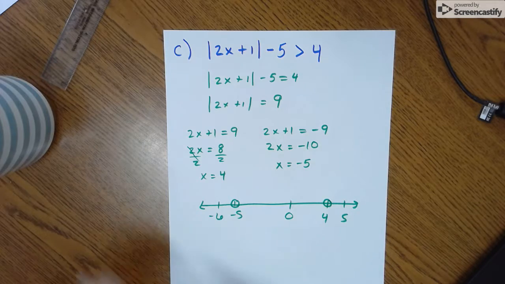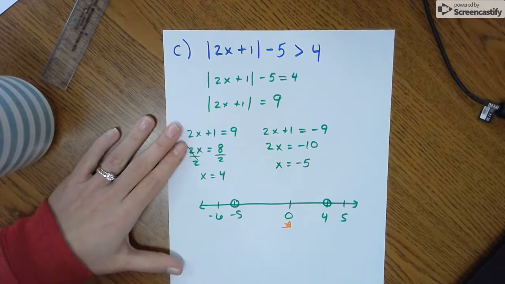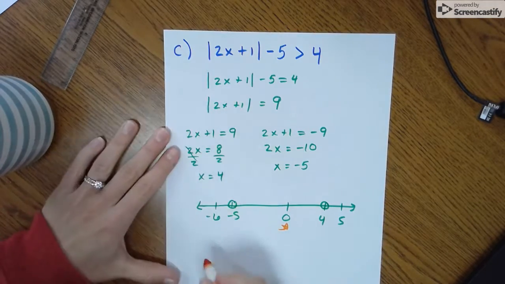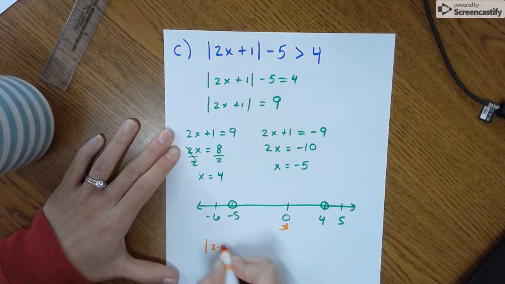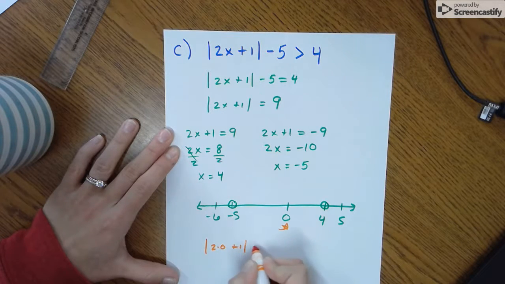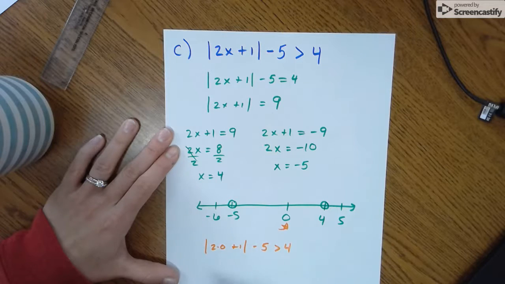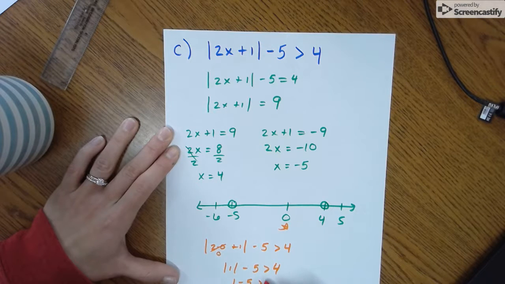So I'm going to use 0 again. So I'm going to check 0 in my original inequality. So the absolute value of 2 times 0 plus 1 minus 5 is greater than 4. So 2 times 0 is 0. And so I have 0 plus 1. The absolute value of 1 is 1. So I have 1 minus 5 is greater than 4, and 1 minus 5 is -4.